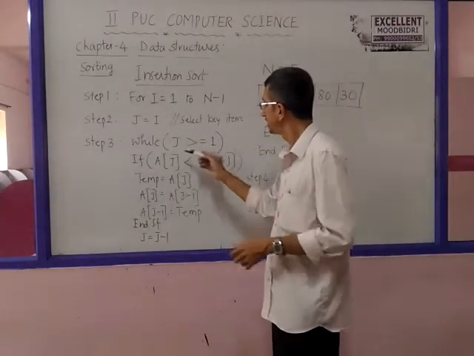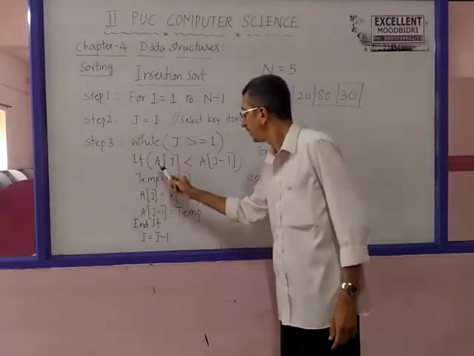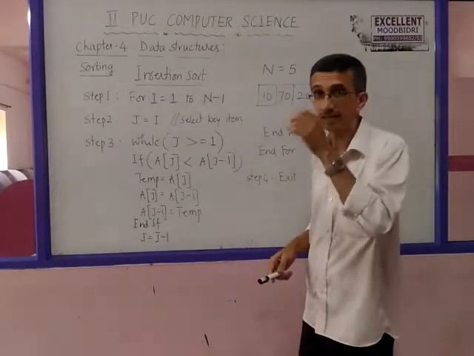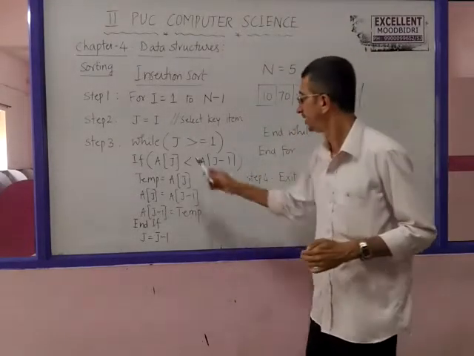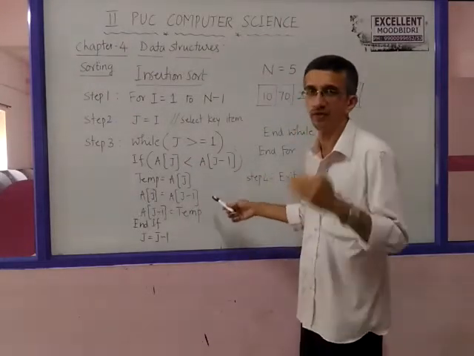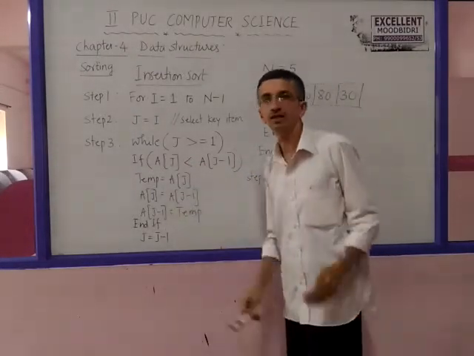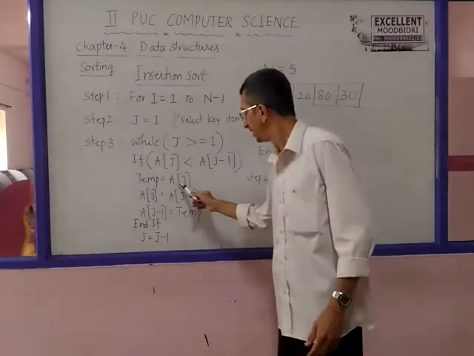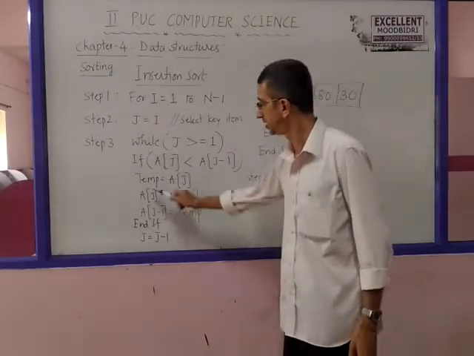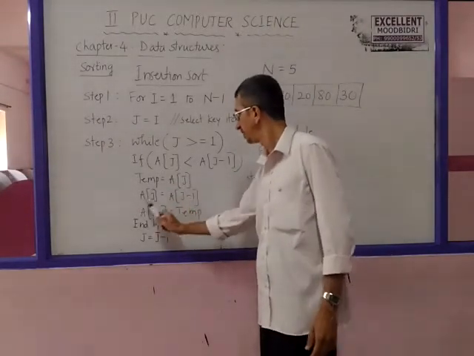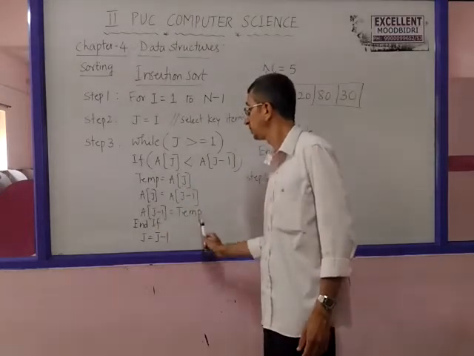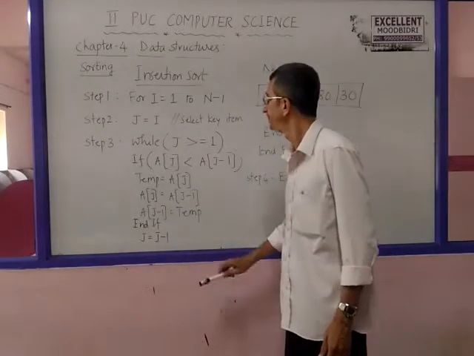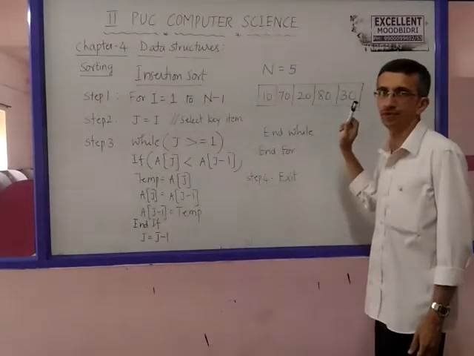Selected item compared to its previous. So while j is more than or equal to 1, if a of j is less than a of j minus 1, that is, the selected item is less than its previous item, then interchange. These 3 statements you already know: the 3 statements to interchange the values of a of j and a of j minus 1 using the third variable temp. temp is a of j, a of j is a of j minus 1, a of j minus 1 is equal to temp. That is the end of the if, end of the while and for loops.